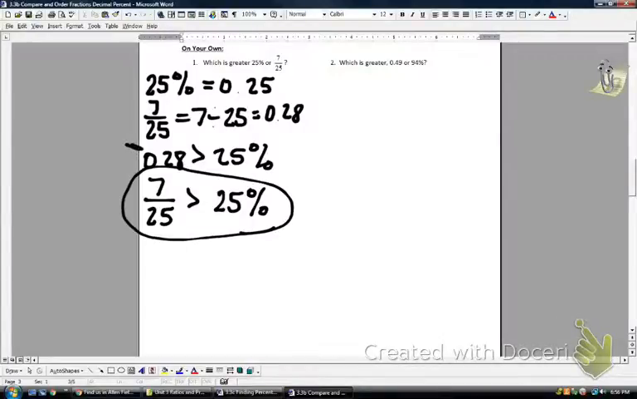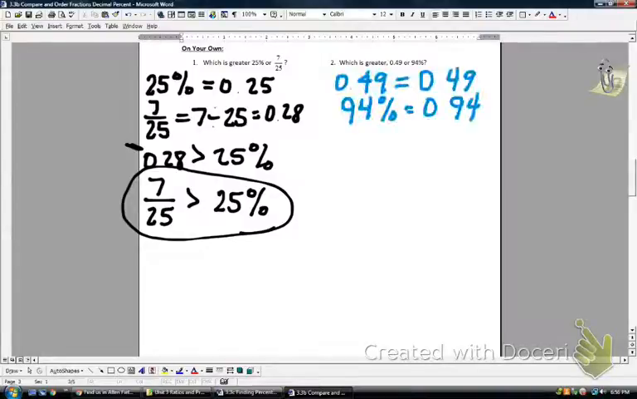This one right here is true, but that's not how the problem was presented to me. So I really should write it how it was presented to me. Alright, so for number 2, I've gone ahead and done the conversions.